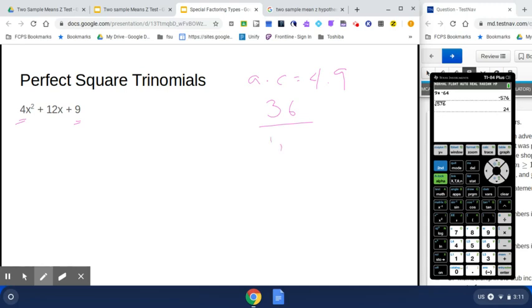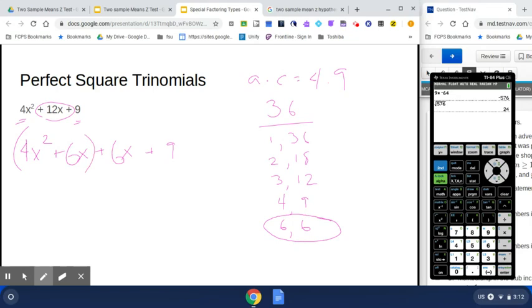Those are 1 and 36, 2 and 18, 3 and 12, 4 and 9, and then 6 and 6. We're looking for the pair of factors that will add up to 12. So looking at those, the 6 plus 6 will make the 12. So I'm going to rewrite my trinomial. 4x squared plus 6x plus 6x plus 9.